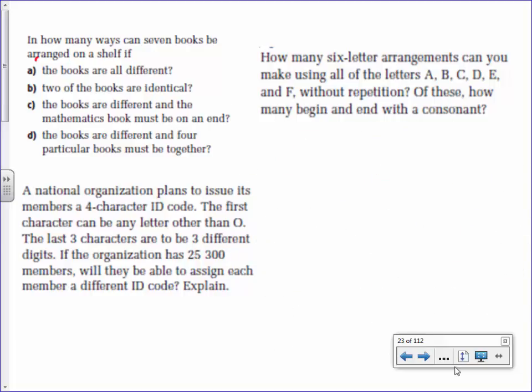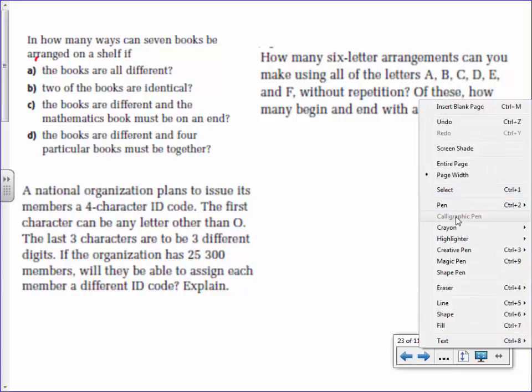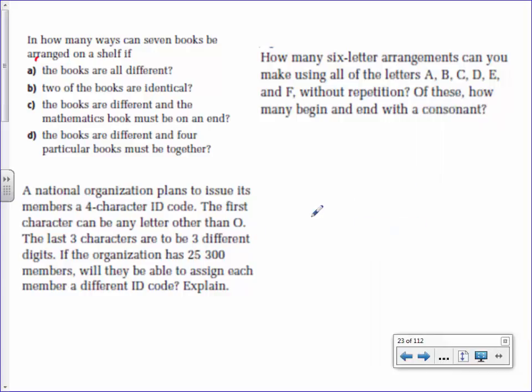There's an organization. It's got 4 character ID codes. So as soon as I see 4 character ID codes, I know I've got 4 different things multiplied by each other. Okay, it says the first character can be any letter other than O. So anything other than O, how many letters are there? So then 25. Okay. The last 3 characters are to be 3 different digits. How many digits are there? Okay, so there's 10 choices for this one.